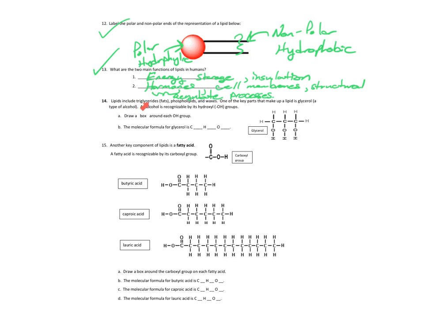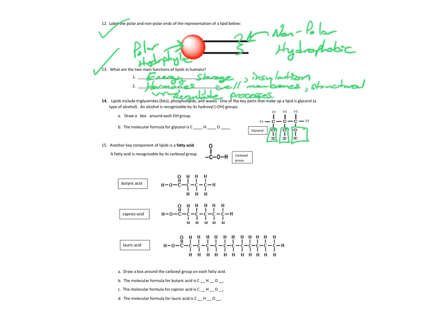Lipids include triglycerides, fats, phospholipids, waxes. One of the key parts that make up a lipid is glycerol, a type of alcohol. The alcohol is recognizable by its hydroxyl groups. You see the hydroxyl? There's glycerol right there. They drew it for you. Draw a box around each hydroxyl group. That's easy to do. If they did this, it's right. So 1 box, 2 box, 3 box.